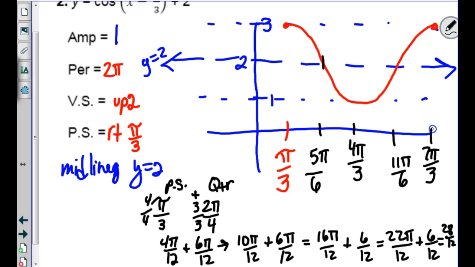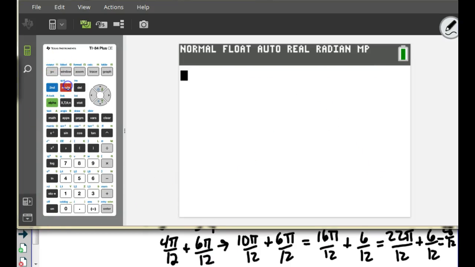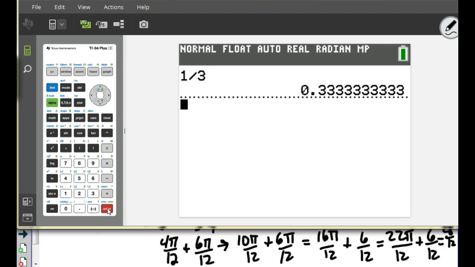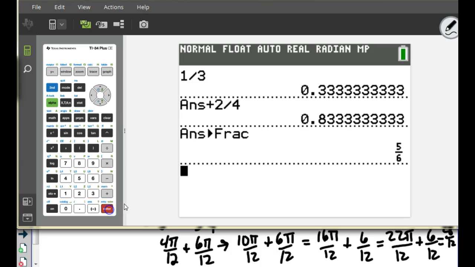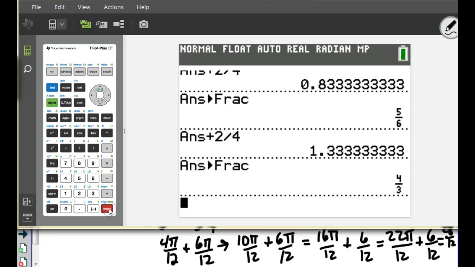Okay, let me show you on the calculator because some of you are starting to freak out. Okay, the phase shift was 1/3 of a pi. I'm not putting the pi in. And the whole period was 2, so we had to divide that by 4. So we take the phase shift and add 2/4. Math, enter, enter. So 5/6 is the next one. Then you're adding 2/4 again. Math, enter, enter. Next one is 4/3. Then you're adding 2/4 again, which is really a half, and you can type it as a half.